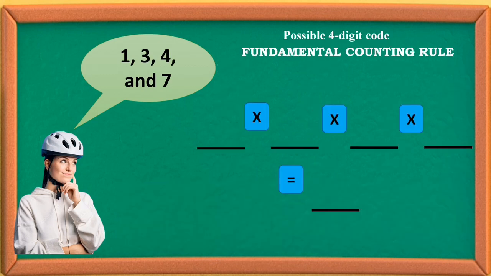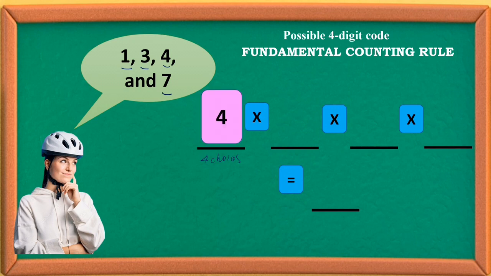Now, how are we going to solve the same problem using the fundamental counting rule? So, how many possible 4-digit codes are there using the digits 1, 3, 4, 7? So, your blanks here are for the 4-digit code. Since repetition is not allowed, for the first digit, you have 4 choices. So, you can choose from 1, 3, 4, 7. So, you have here 4.